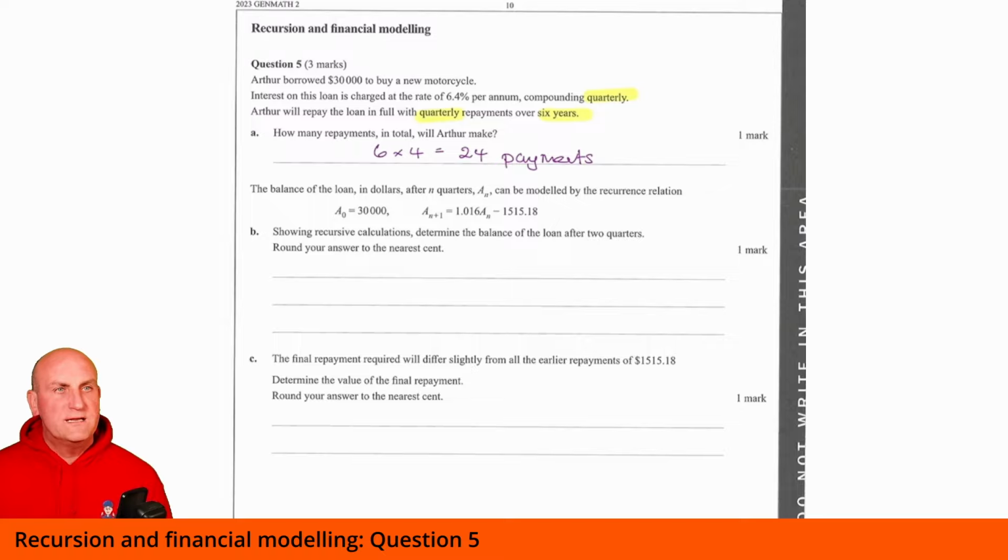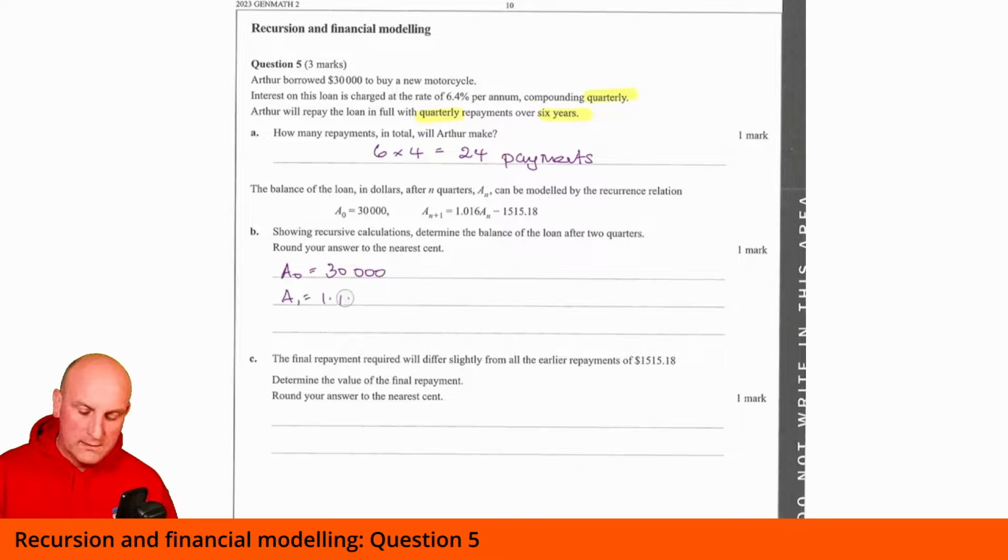The balance of the loan in dollars after n quarters can be modeled by the recurrence relation. Show recursive calculations to determine the balance of the loan after 2 quarters. Now, when it's a show that, you've got to show line by line the working out. So I'm going to say A0 is equal to 30,000. A1 is going to be 1.016 times my previous value, which is 30,000, and then I'm going to minus 1515.18.